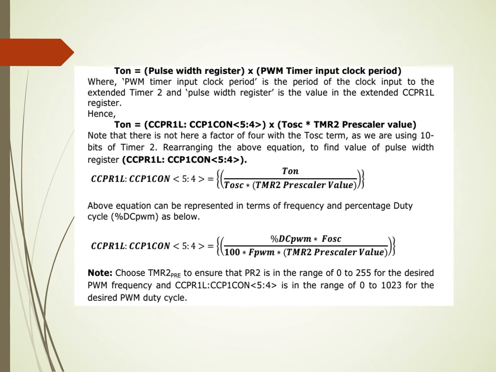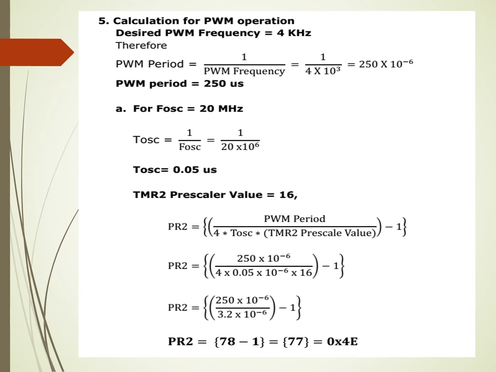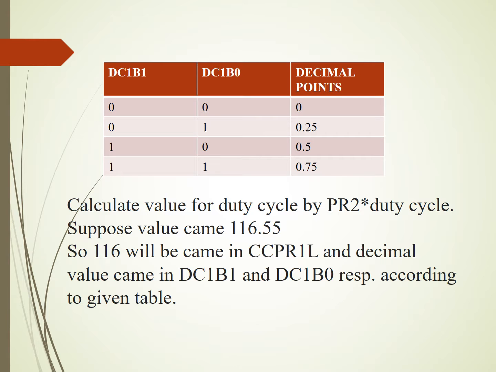And this is the bit which we are going to use for the CCP1CON register. Here we are going to generate a 4 kilohertz square wave. You have calculated PR2, and here we are going to use 4 different duty cycles: 80%, 60%, 40% and 20%. For that you will get 4 different values of CCPR1L and the respective DC1B1 and DC1B0. For that you have to multiply PR2 by the duty cycle.